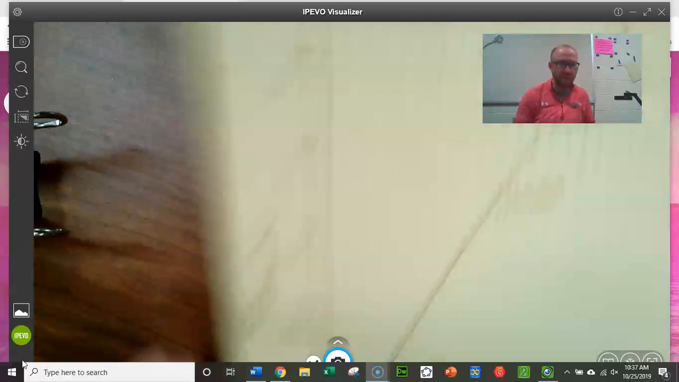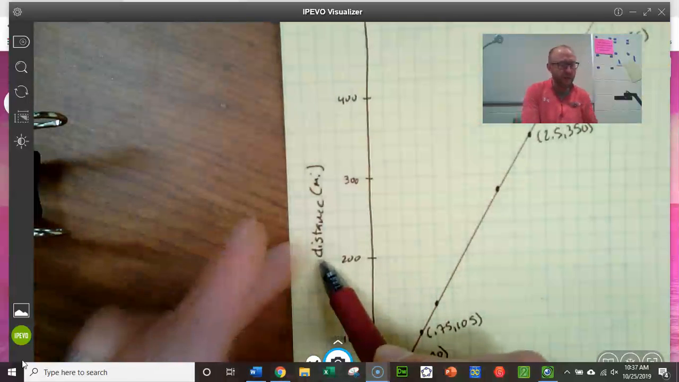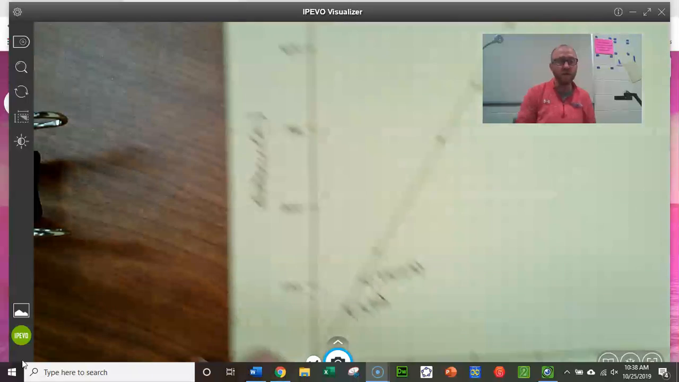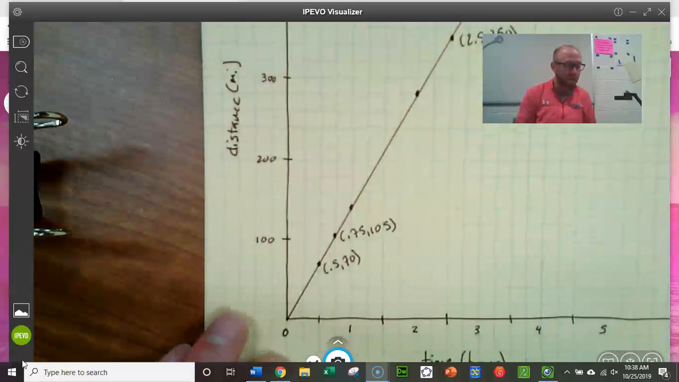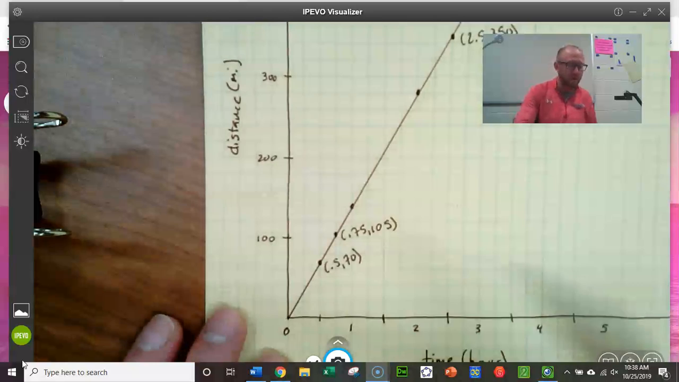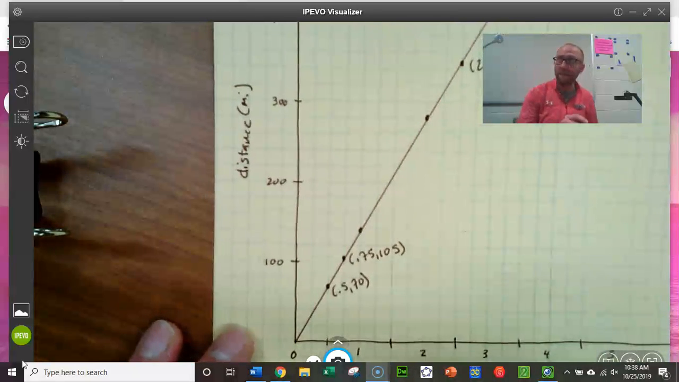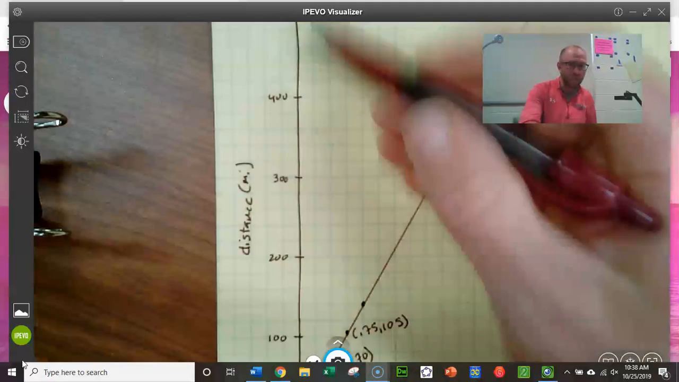Second of all, when you're setting up your grid, remember you want to have what is being measured on each axis and in what units. And then finally, and once you plot out your, well, not finally, hold up. You want to make sure that you're labeling your axes.